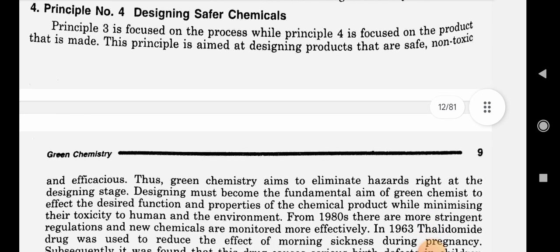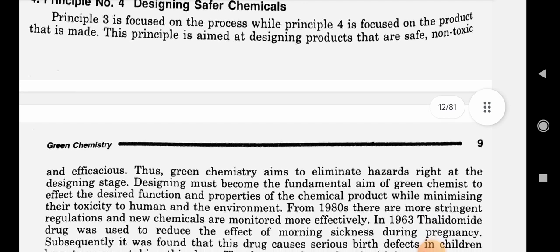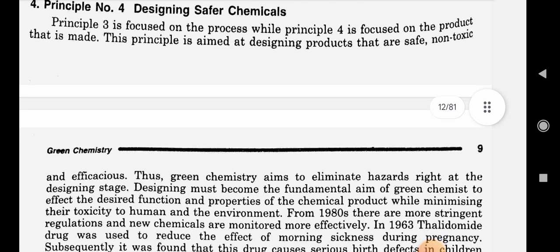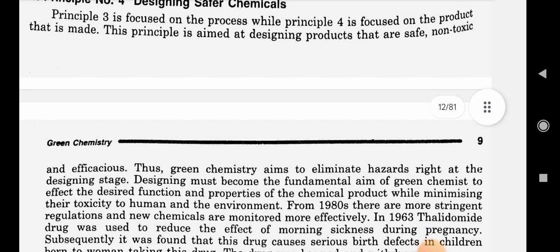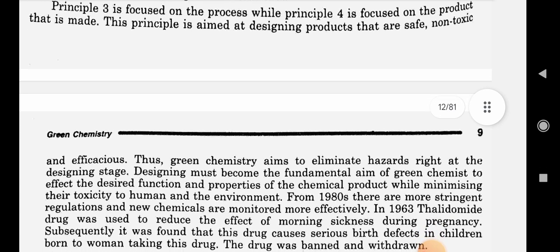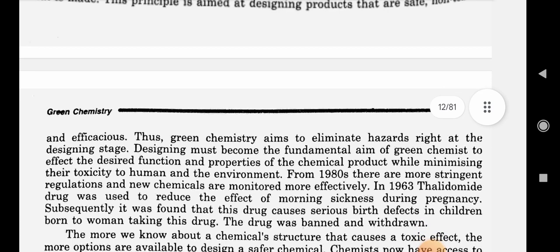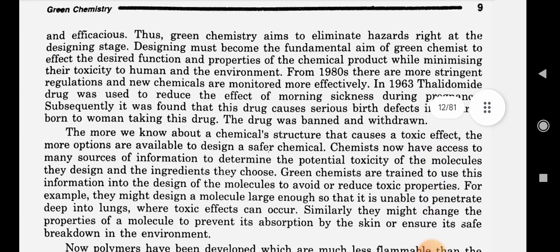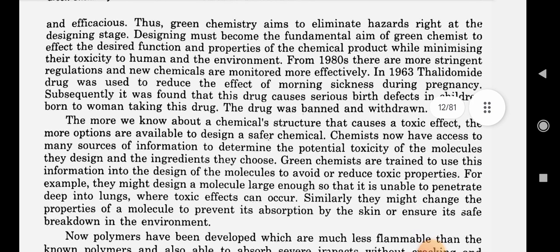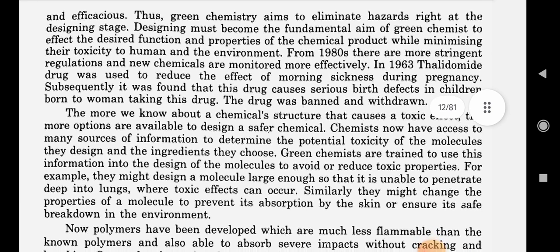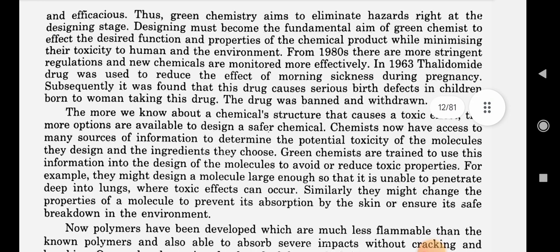Principle 4: Designing safer chemicals. Principle 3 is focused on the process, while principle 4 is focused on the product that is made. This principle is aimed at designing products that are safe and non-toxic, and efficient. Thus, green chemistry aims to eliminate the hazard at the designing stage.